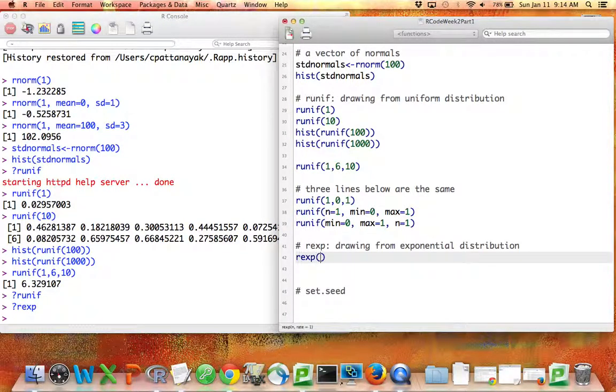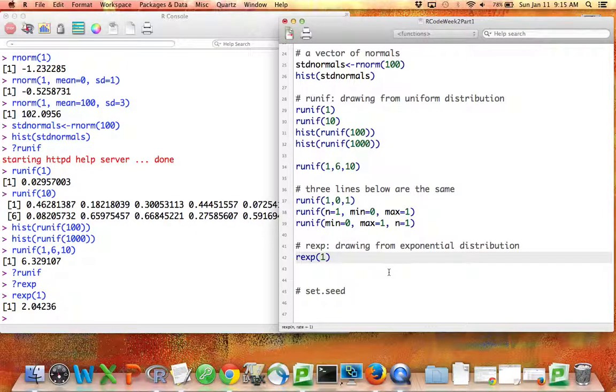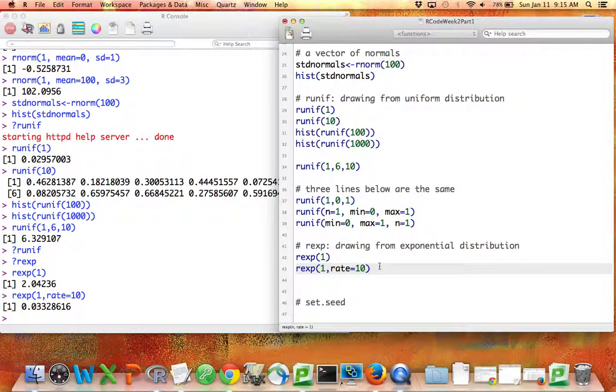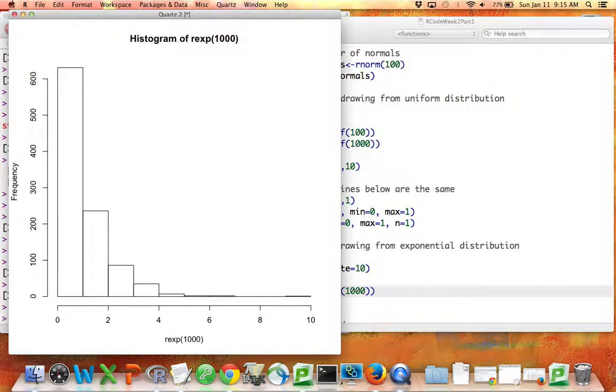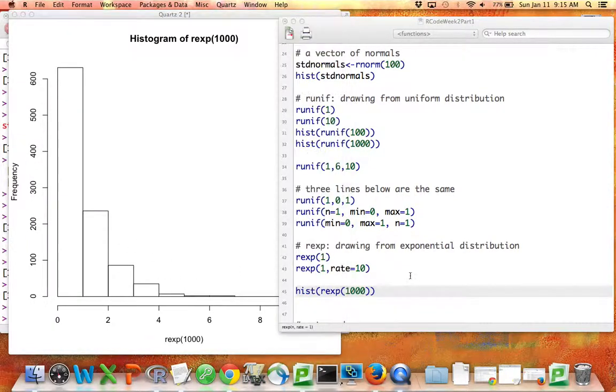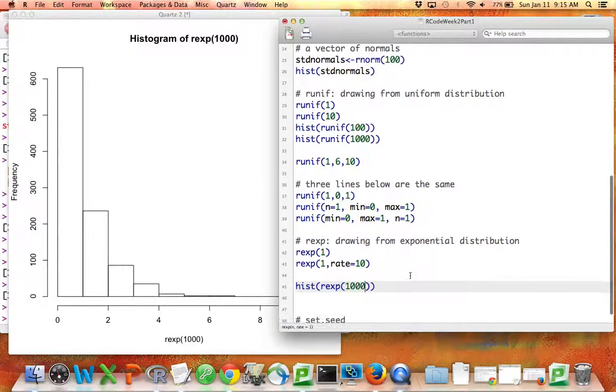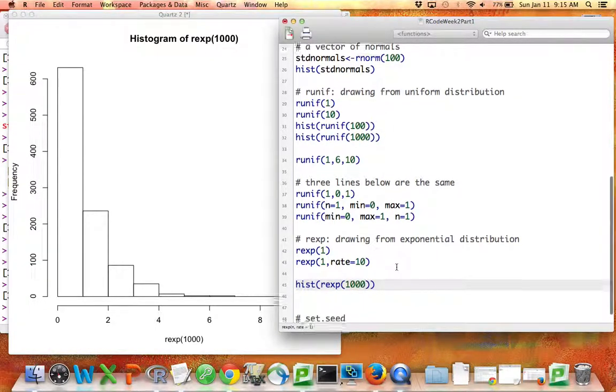So there's a default of rate equals 1, so I can draw an exponential that way. I can also draw an exponential where I change the rate. And if I want to, I'll make a histogram of 1,000 exponentials so you can see what these look like. The exponential distribution looks like this. It's a curve that looks like this. So those are three of the many named famous distributions you can draw from using R commands.